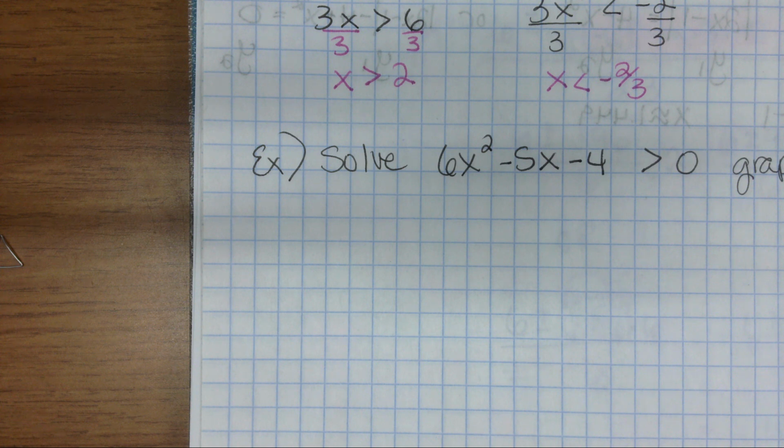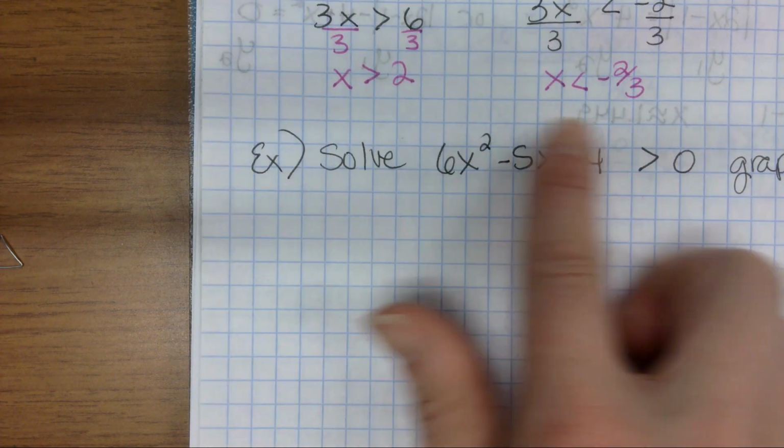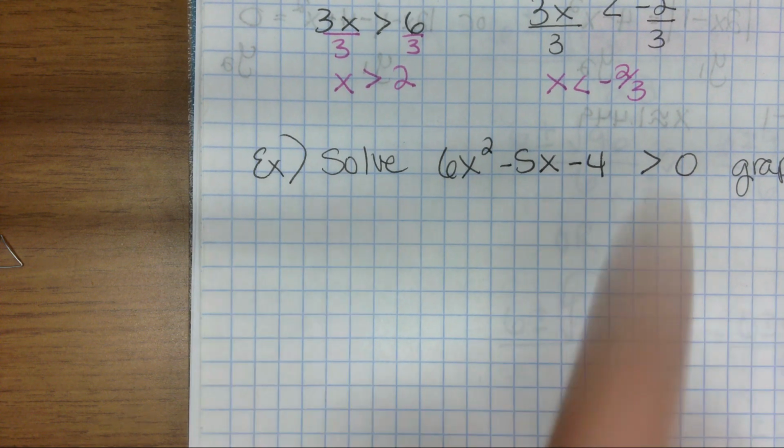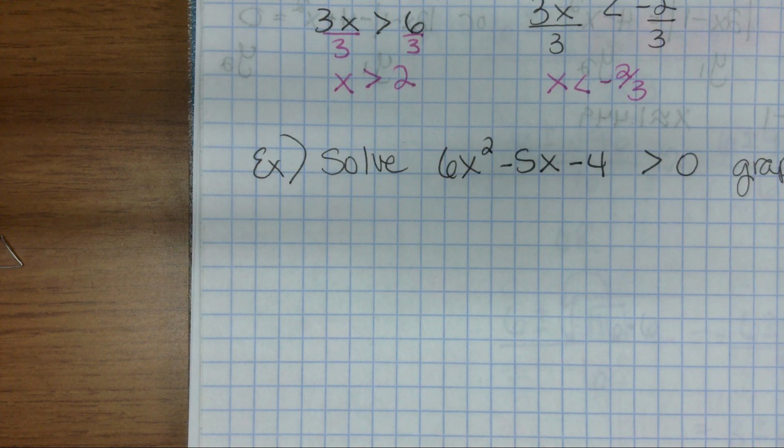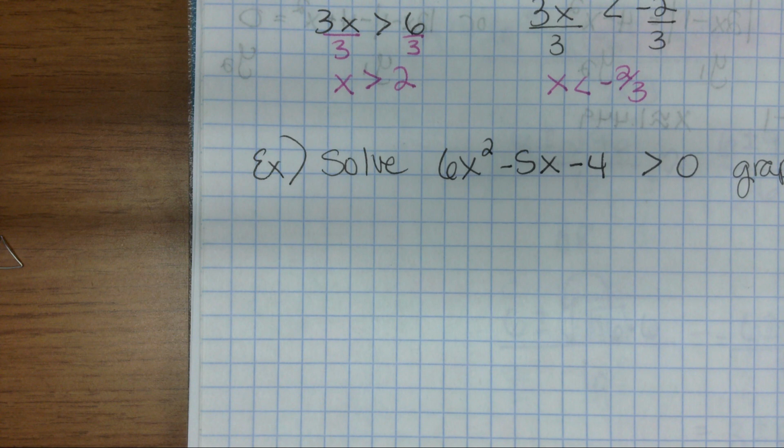So to solve this problem, what I'm going to do is, graphically, this is going to be quadratic. It's going to be a parabola. Greater than 0 on a graph means above the x-axis. So we're going to go ahead and solve this like we would an equal to 0, because we're going to have to figure out where it's equal to 0.